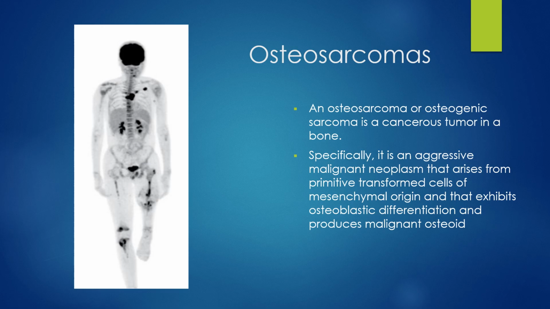This is an example of osteosarcoma. An osteosarcoma or osteogenic sarcoma is cancerous tumor in the bone. Specifically, it's a very aggressive malignant neoplasm that arises from primitive transformed cells of the mesenchymal origin that exhibits osteoblastic differentiation. So in the image here, this is a patient that had a PET CT study for subsequent treatment strategy showing a mixed response with therapy. There is multifocal skeletal involvement of the osteosarcoma.